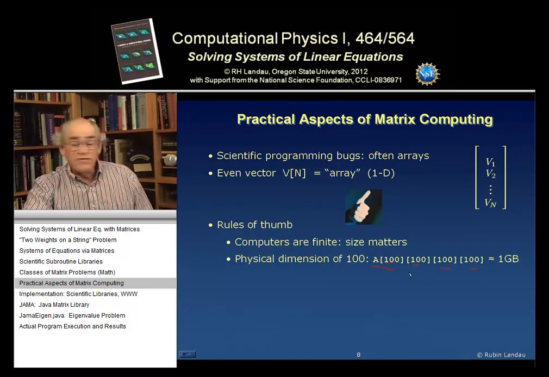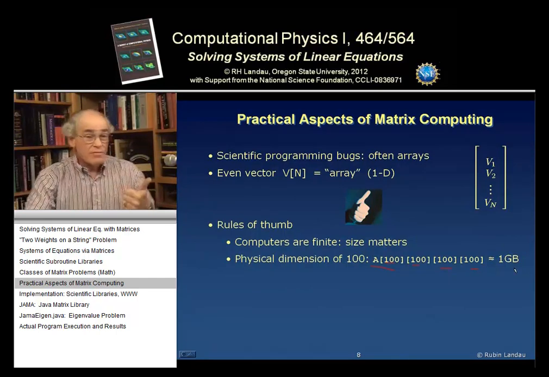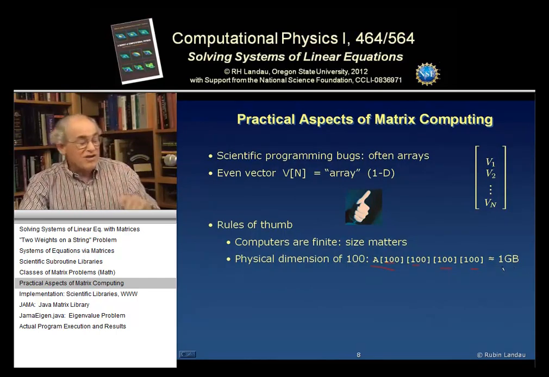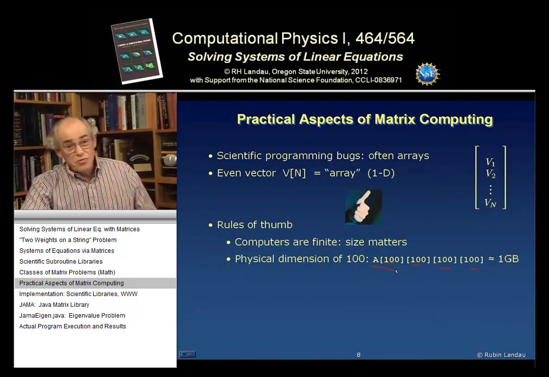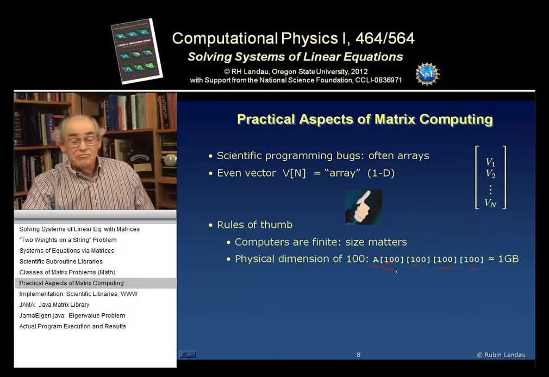For example, let's say we have an array here, A, with 4 different indices, each one of 100. Well, that happens to be about a gigabyte of memory. And a gigabyte's a lot of memory. You may have that much in your computer, but if you're using it to store just one array, that leaves no room for anything else, and your computer will slow down, your system may fail.